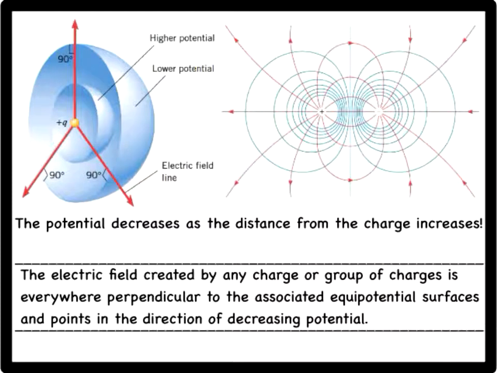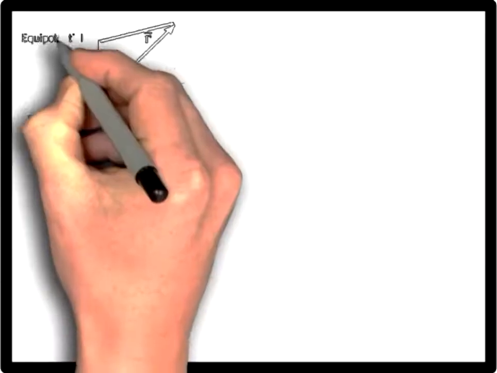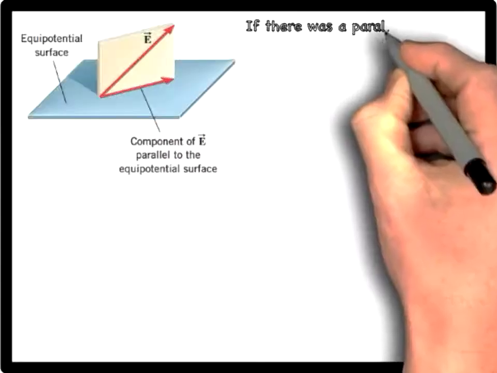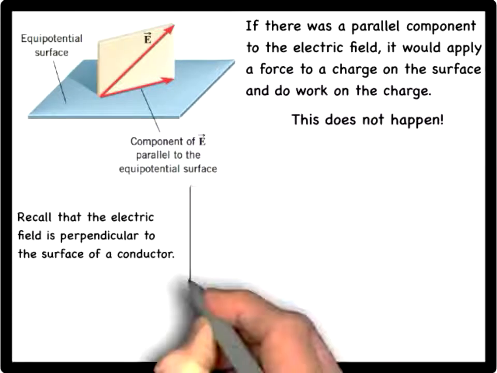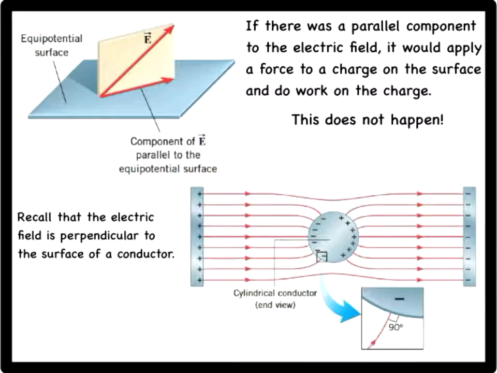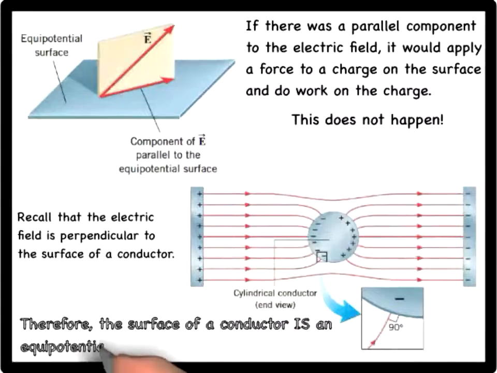The fact that no work is done on a charge as it moves along an equipotential surface provides an explanation for why the electric field has to be everywhere perpendicular to the surface. As the figure shows, if the electric field was not perpendicular to the surface, then there would be a component of the electric field parallel to the surface, which would apply a force to the charge on the surface and do work on that charge. If work is done, then the potential must change, but that can't happen on an equipotential surface. We have shown previously that the electric field at the surface of a conductor is perpendicular to the surface at equilibrium under electrostatic conditions. Therefore, the surface of a conductor is an equipotential surface.